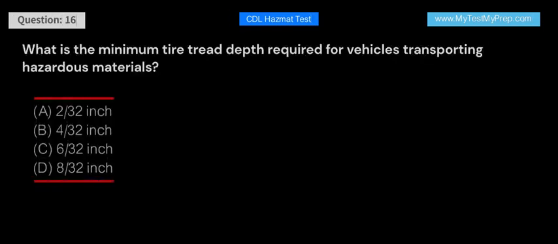What is the minimum tire tread depth required for vehicles transporting hazardous materials? A. 2/32 inch. B. 4/32 inch. C. 6/32 inch. D. 8/32 inch.